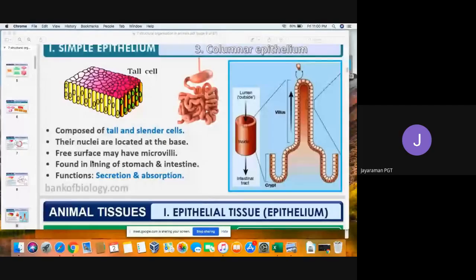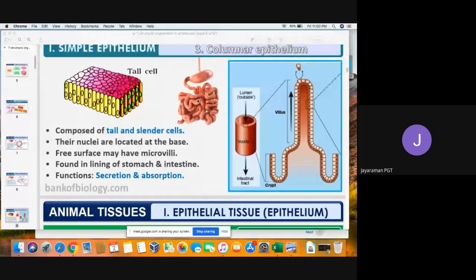And their nuclei are located at the base, though that's not a big thing. The cells are tall; that is a very important point. The free surface may have microvilli, or sometimes cilia or something else, depending on the function. If it is in the intestine, not all parts, only the small intestine has microvilli. The free surface may have them means not always.